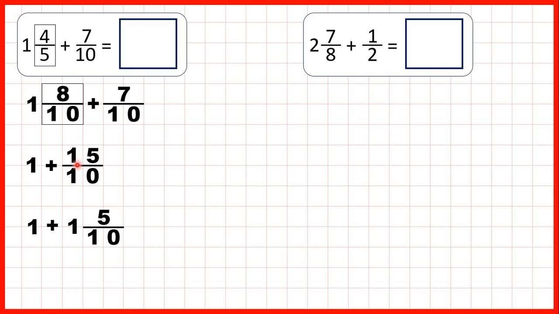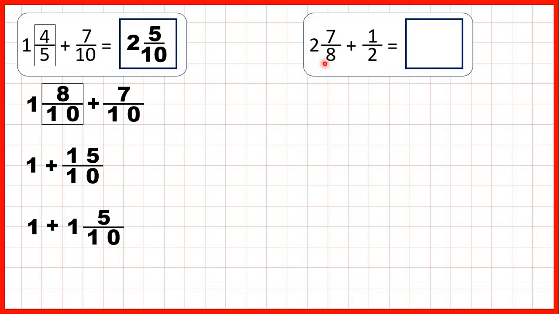Now 15/10 is the same as 1 5/10, because 15 divided by 10 is 1 remainder 5, and because 1 times 10 is 10, then we need 5 more to get to 15. So we have 1 as the whole number in our question, and we've got 1 5/10 from adding the fractions. So adding the wholes together gives us 2, the 5/10 stays the same, so that's 2 5/10 as our answer.